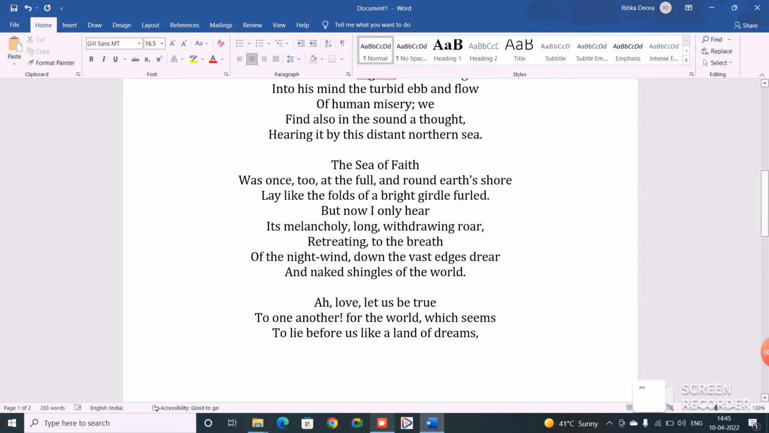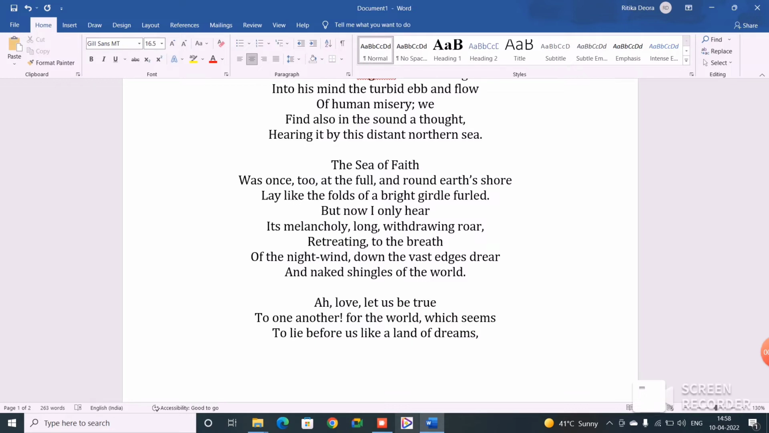Now comes the most important stanza of the poem, which is the third stanza, because this stanza talks about the central theme of the poem, which is the loss of religious faith. So the poet says, the sea of faith was once too at the full, and round earth's shore lay like the folds of a bright girdle furled. Which means the poet is making a direct comparison between the sea waves and faith. As the poet is standing on a seashore and looking at the rise and fall of the sea waves, he is comparing that rise and fall of sea tides with faith.